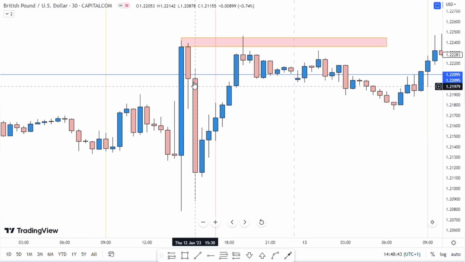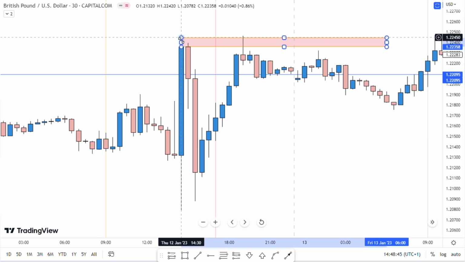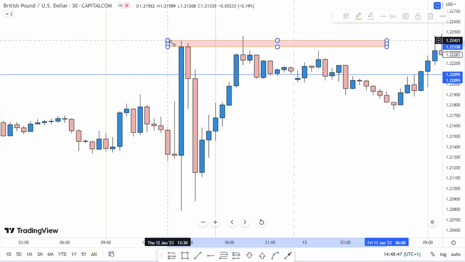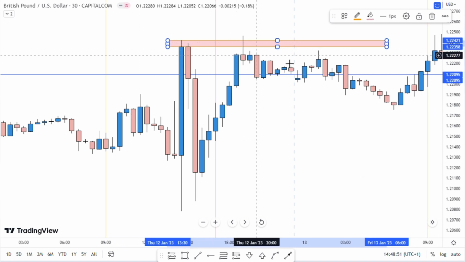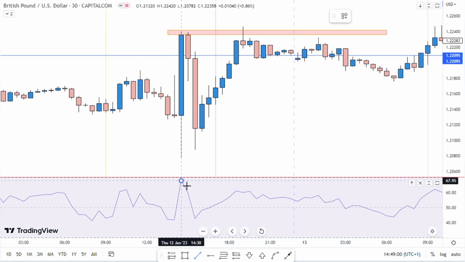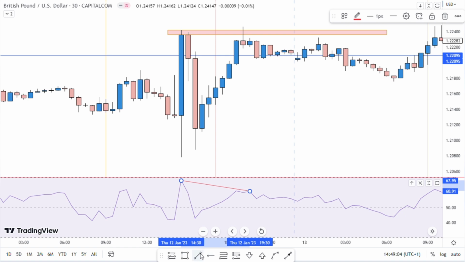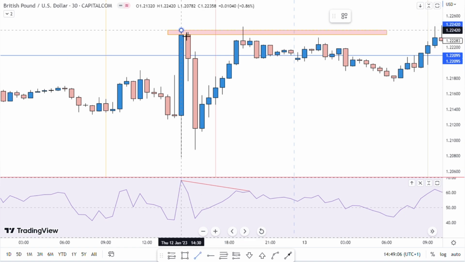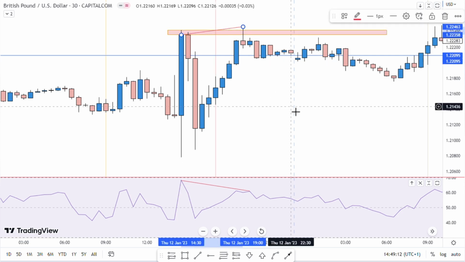You see, this is the wick that formed. Price got here, came back. Price is testing here again. Let's check our RSI if it shows. You see, the RSI validates it. That's all. We're about to take off.